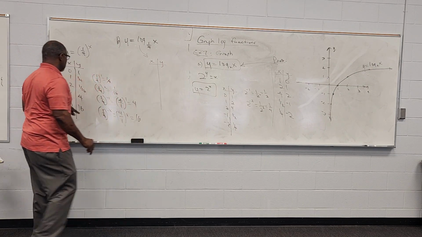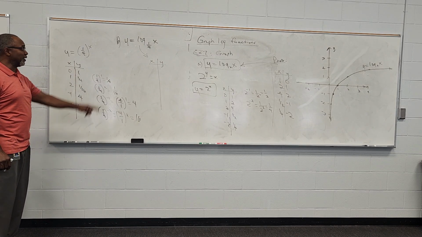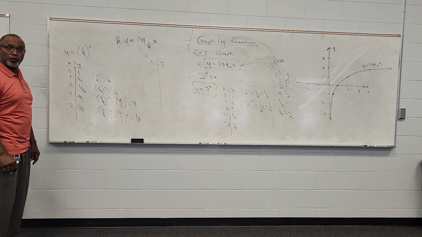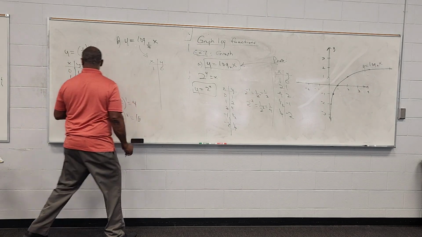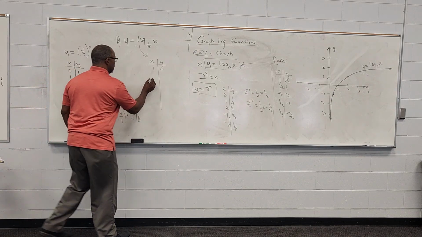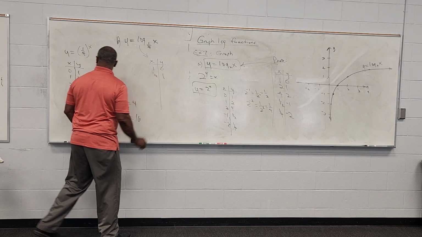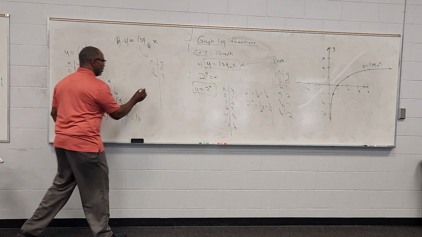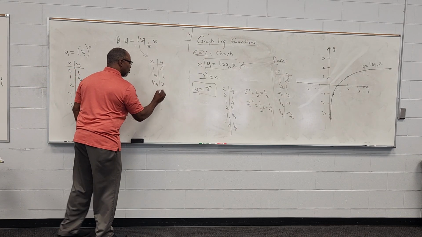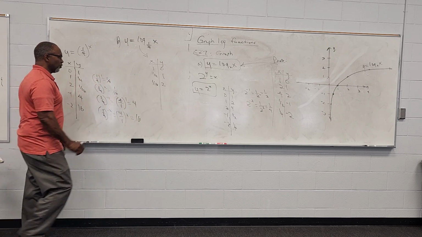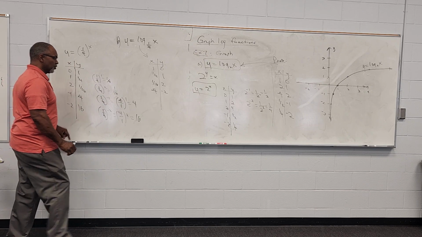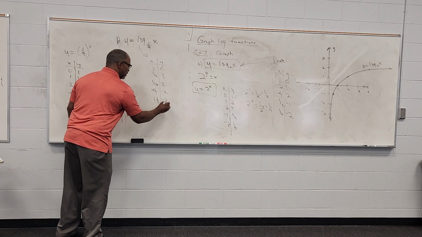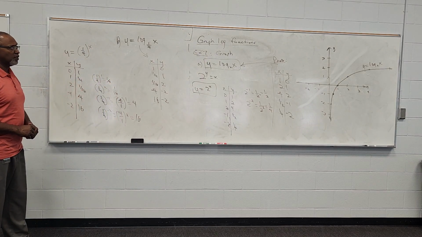Once I know these points, all I have to do is swap coordinates, and then I have points on y equals log base 1/4 of x. So instead of (0, 1), (1, 0). Instead of (1, 1/4), (1/4, 1). Instead of (2, 1/16), (1/16, 2). Instead of (negative 1, 4), (4, negative 1). Instead of (negative 2, 16), (16, negative 2). Okay?